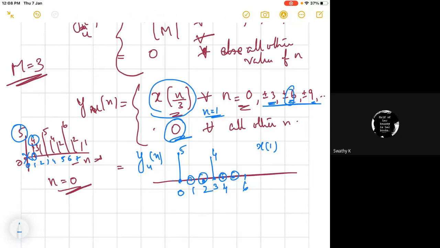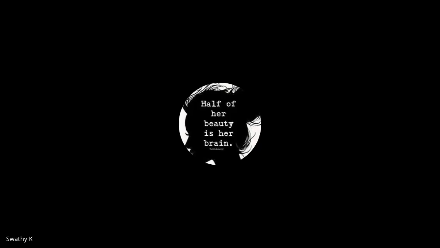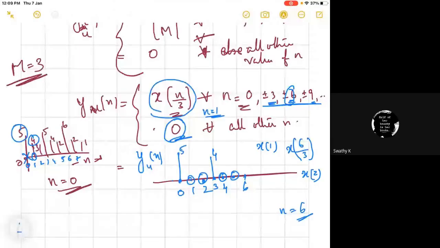What about 6? 6 belongs to this, and it becomes x of 6 by 3, which is x of 2. So x of 2 goes to y of 6. x of 2 is basically the third value, x0, x1, x2, which is 3. So 3 comes here. Then similarly you get another 2 zeros, then this 5 comes here.